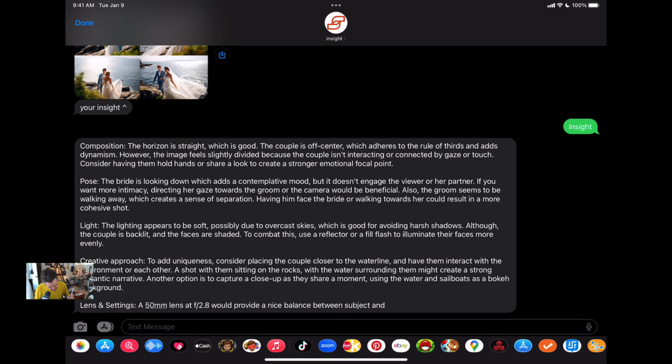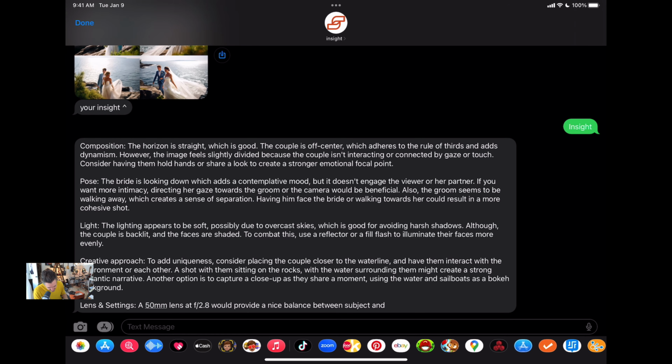The couple is off-center, which adheres to the rule of thirds and adds dynamism. However, the image feels slightly divided because the couple isn't interacting or connected by gaze or touch. That's true. If he had been touching her dress, I suppose, or herself, that would have added a little bit more of a connection. Consider having them hold hands or share a look to create a stronger emotional focal point.